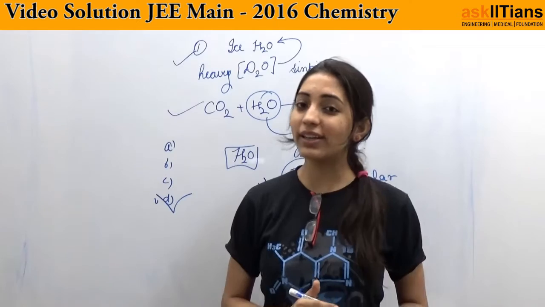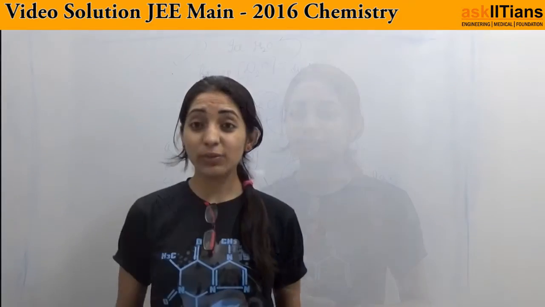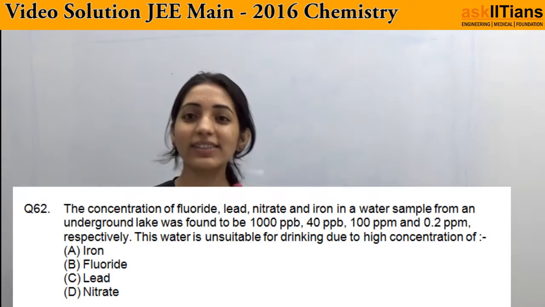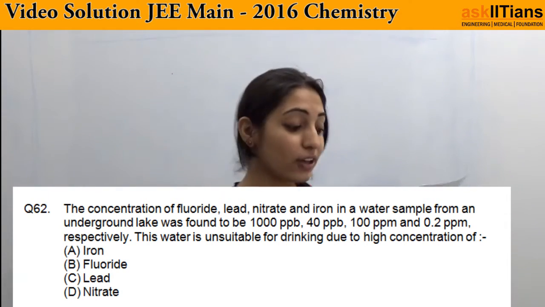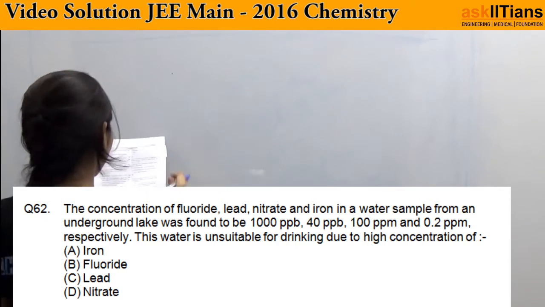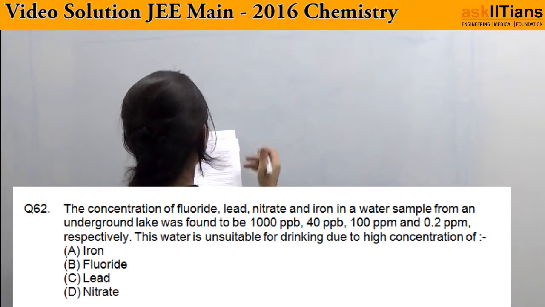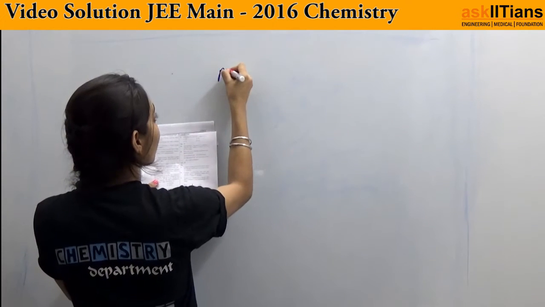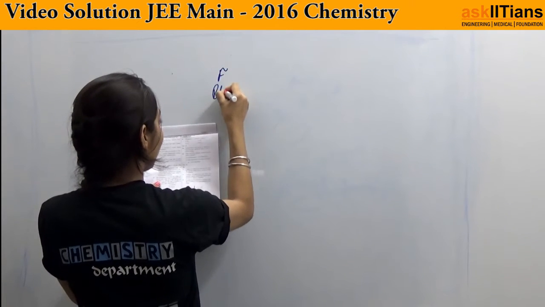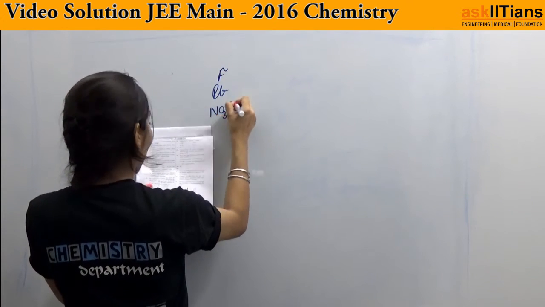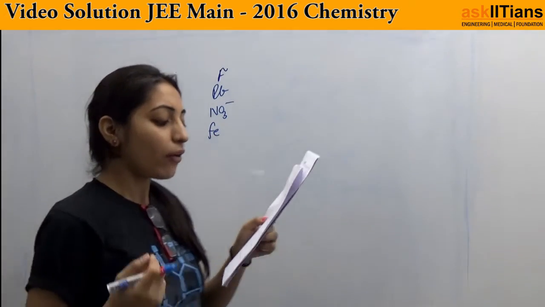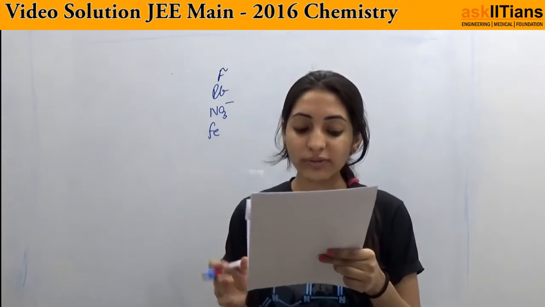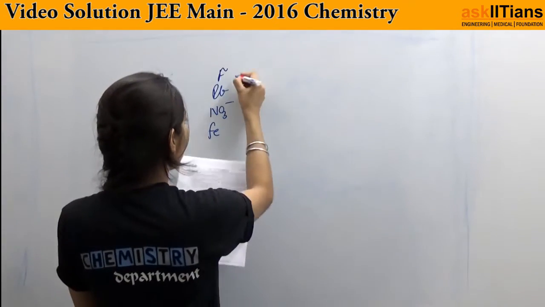Now let us move over to the next question. So students, now let us come over to the second question that we have. The question that has been given to you was that you were given the concentrations of, see, I'll be writing the ions of which the concentration was given. So he said that the concentration of fluoride, lead, nitrate and iron, which have been given in a water sample from an underground lake, was found to be, so I'll be writing the concentrations.